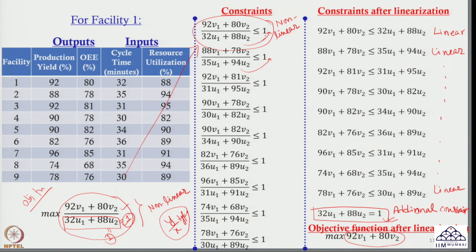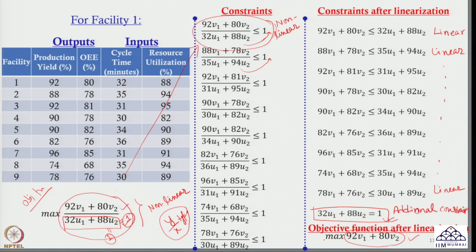So therefore, because of this constraint, for facility 1, this objective function value will be restricted to 1 and it can reach a maximum of 1. With this conversion, I can convert the nonlinear model into a linear model. So now in this case, all my constraints are linear, my objective function is also linear. So I have a linear programming model.